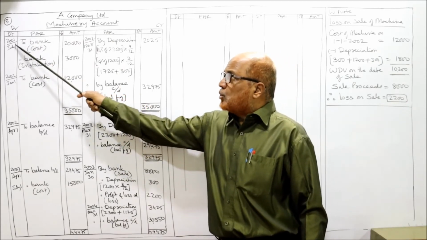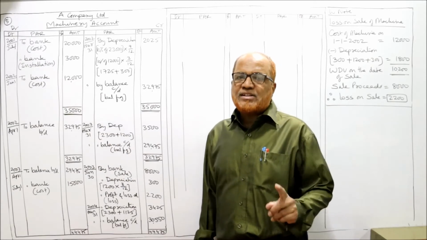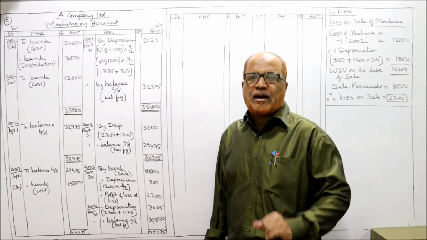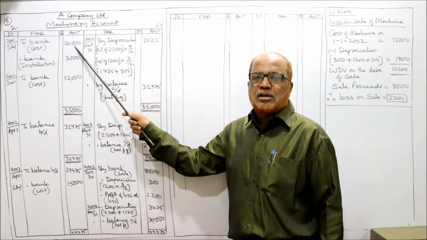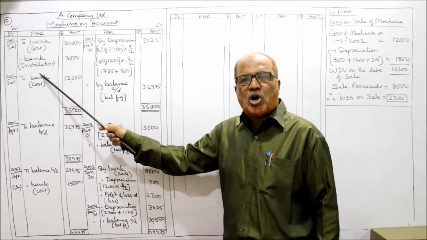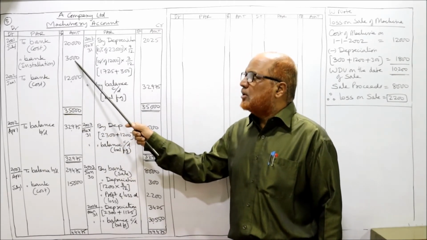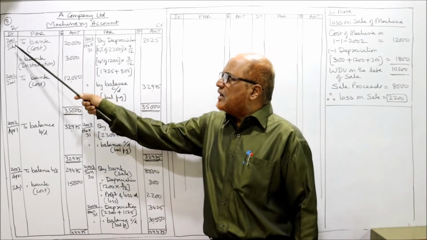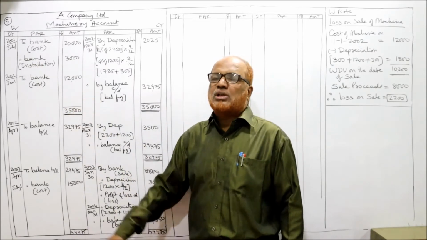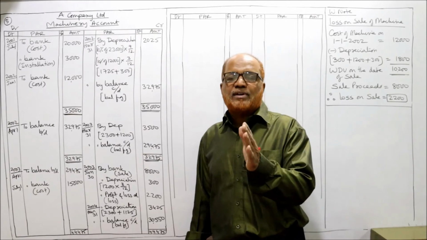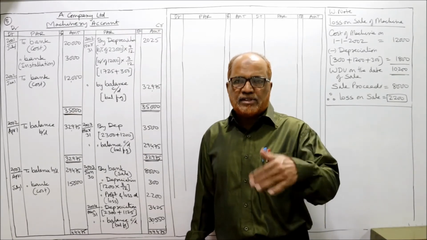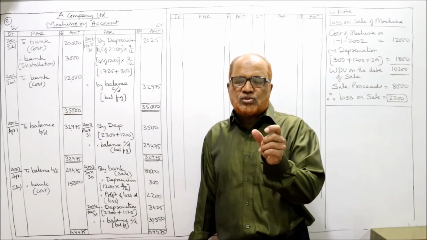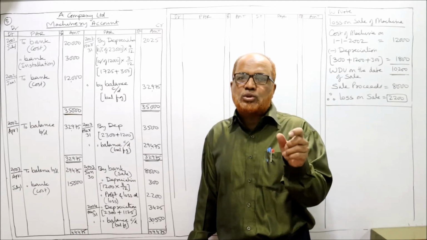Debit side, 2001 July 1st, the machine is purchased, entry machinery account debit to bank, cost 20,000. Installation charges paid, same machinery account debit to bank, installation 3,000. On the same date, July 1st 2001, the cost of the machine will be 23,000. Now when the machine is purchased on July 1st, 2001, the accounts are closed on 31st March 2002.